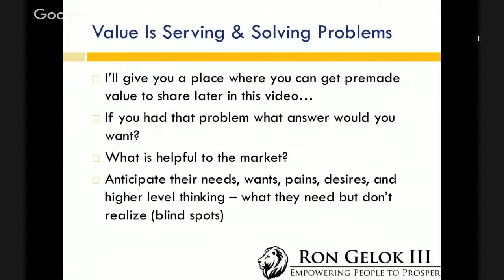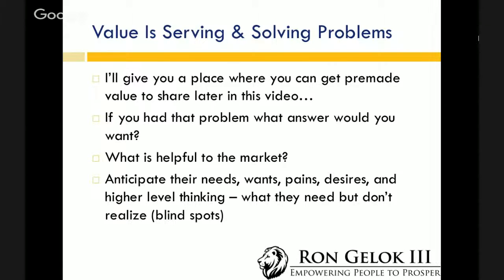So let's get a little clearer on adding value, just so we can make sure we're doing this attraction marketing stuff right. So value is serving and solving problems. And by the way, if you need some help on creating value, or you don't know how to do that, you don't feel like you're a very creative person, later in this video I'll give you a place where you can get pre-made value to share with your target market and your people.